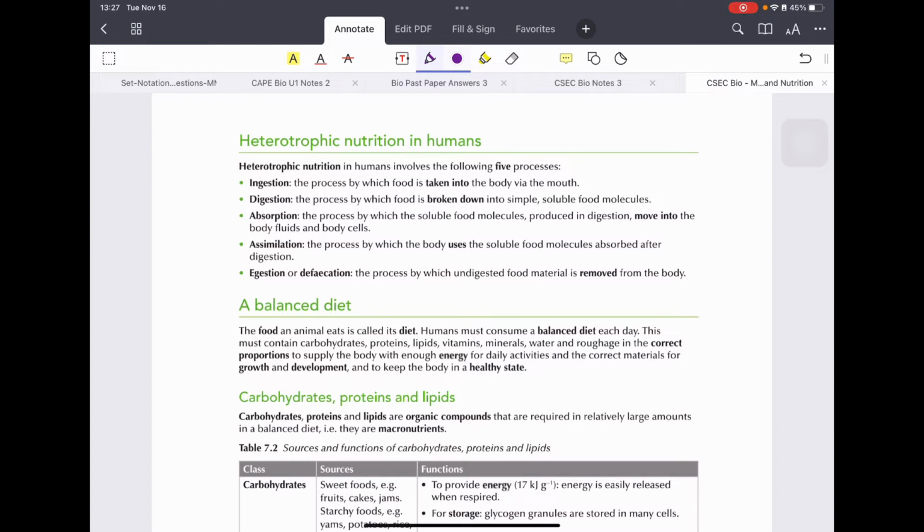And it does this by assimilation. Now we heard the word assimilation already in the nitrogen cycle, where the plants absorb the nitrates from the soil, and assimilation works the same way in our body. The body will use the food molecules that we digested for its survival. And then finally we have egestion or defecation, right? This is when you excrete waste. So urine, feces, things like that, right? So that's the 5 processes of heterotrophic nutrition. Very simple to learn.